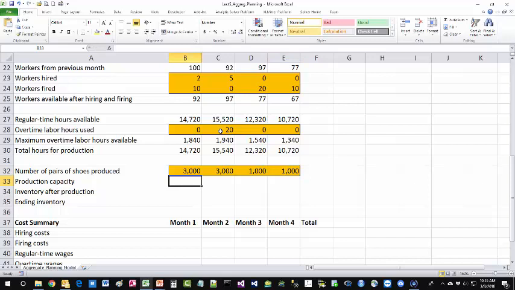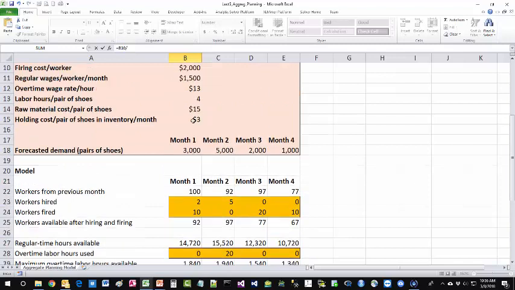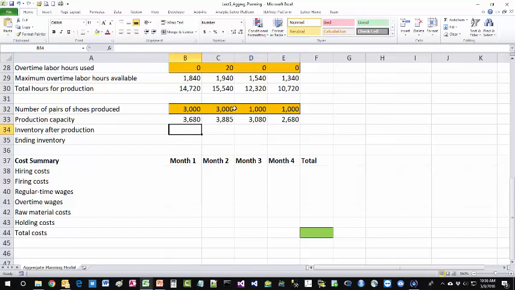Then the production capacity is the total number of production hours, which is shown here, right, which is again based on regular plus overtime, divided by the number of hours needed per unit of product, which is the pair of shoes here in B13, fixed up here, giving us the production capacity in units rather than hours.